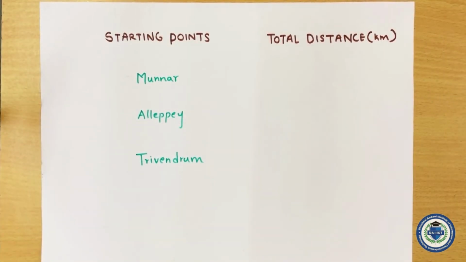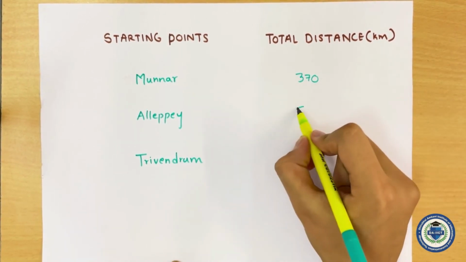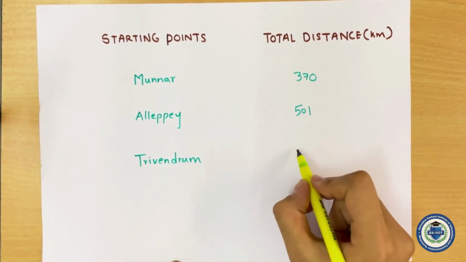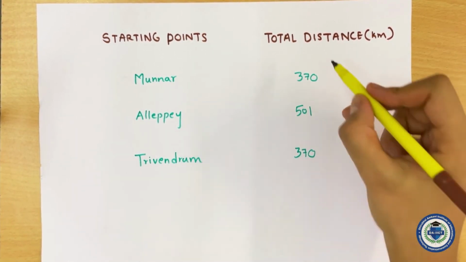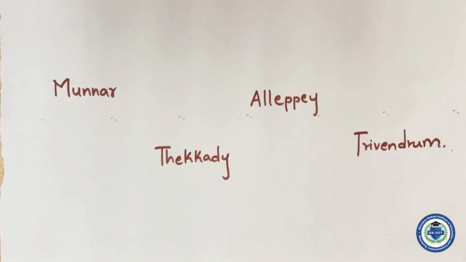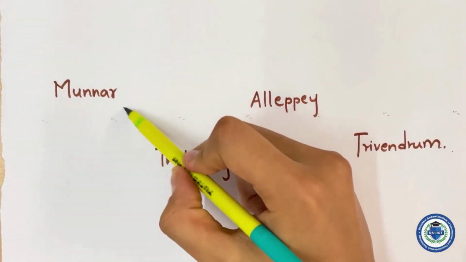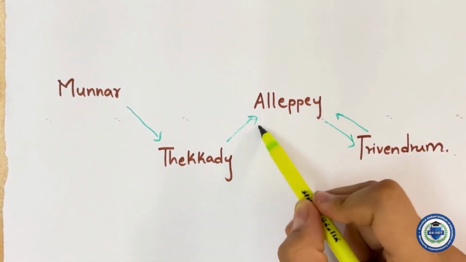Now repeat the same process by taking the starting point as Munnar, LFP and Trivandrum. You will find that the total distance travelled with Munnar as the starting point is 370 km, with LFP is 501 km and with Trivandrum is 370 km. Among these distances, the shortest is 370 km, which is achieved when we start from Munnar or Trivandrum. Hence, the shortest two possible paths to cover all these places are Munnar, Thekri, LFP, Trivandrum, and Trivandrum, LFP, Thekri, Munnar.